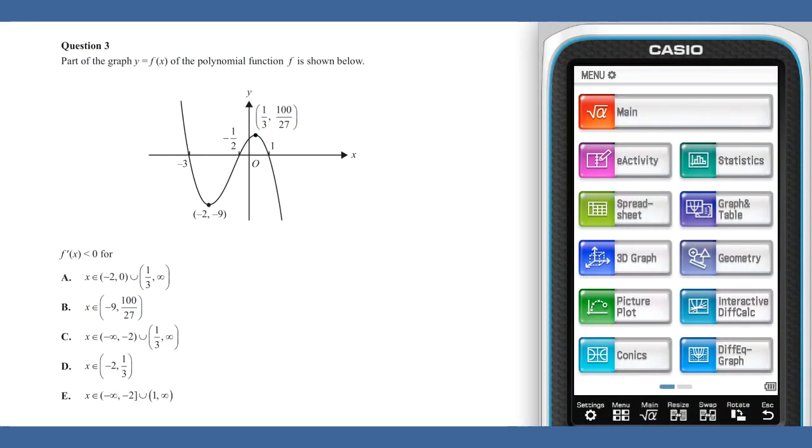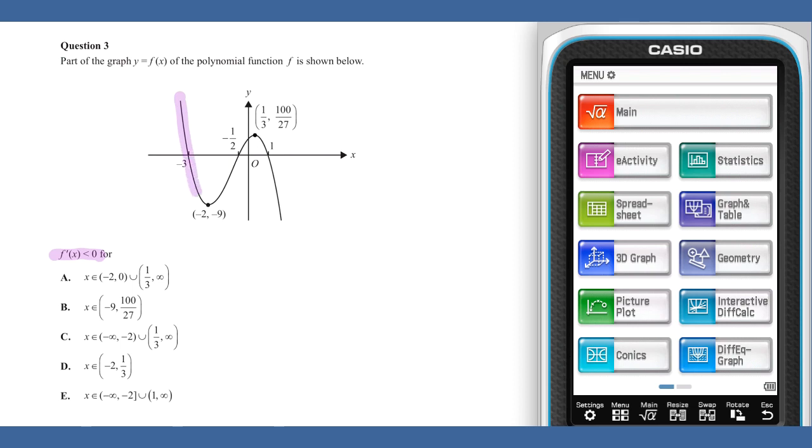Question 3 asks when the derivative of this function is less than 0. One interpretation of this is when this function is going down as we read from left to right. Clearly there are two regions where this is taking place, so we're interested in answers A, C and E, as they all describe two regions.